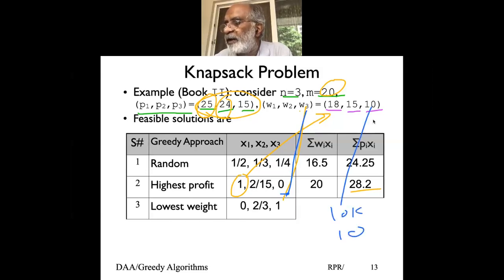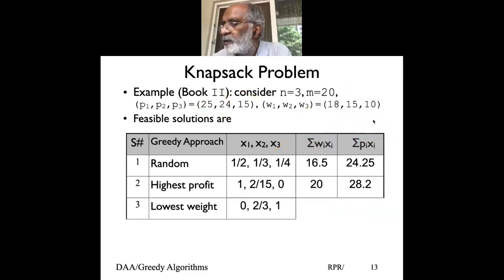I'm left with 10 kg. So I take 10 kg of the second item, which has the lowest weight of 15. That means I take 2/3 of this weight, and I don't take anything from the first, and my profit accordingly becomes, look at in this case, my weight is 20 kg, my profit becomes 31.